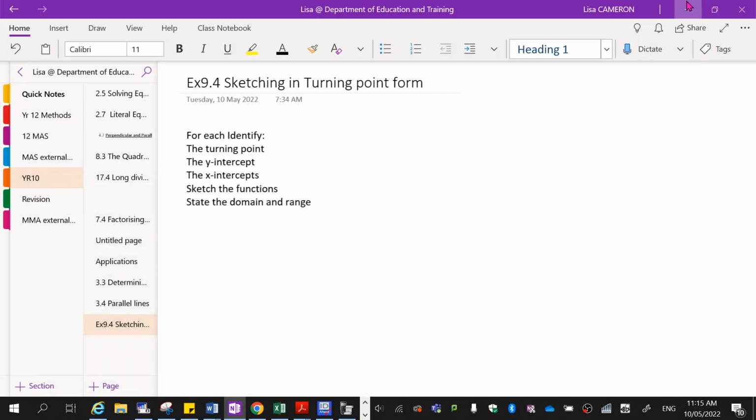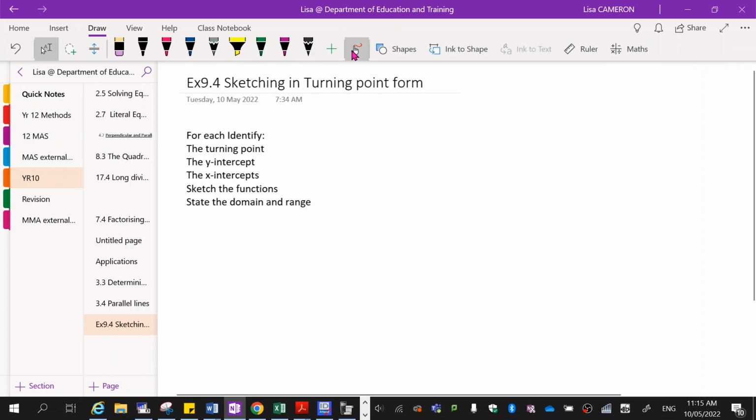Okay, so today we're going to be looking at sketching in turning point form again. This is something we covered yesterday. I'm hoping that this is still fresh in your mind. So remember that turning point form looks like this. y equals a bracket x minus h squared plus k.